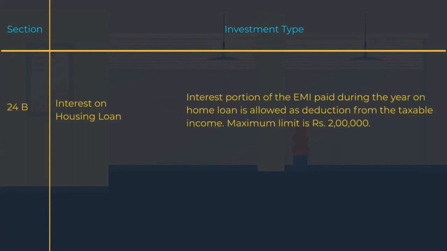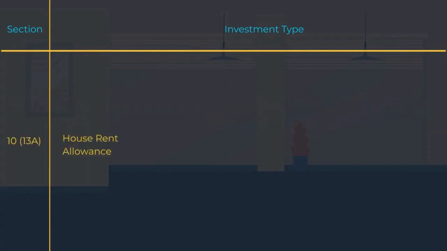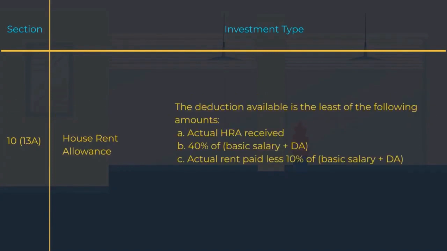Interest portion of the EMI paid during the year on home loan is allowed as deduction from the taxable income. The deduction available is the least of the following amounts. A. Actual HRA received. B. 40% of basic salary plus DA. C. Actual rent paid less 10% of basic salary plus DA.